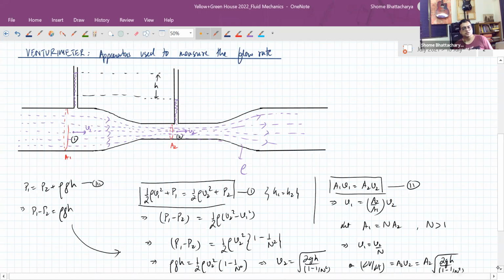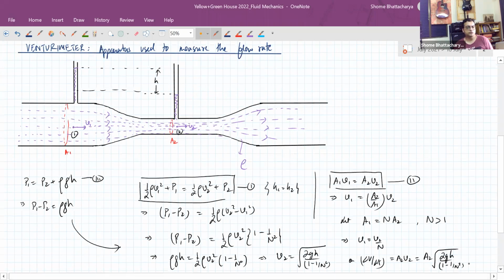So this is the working principle of this kind of device, which is called a Venturi meter. It works on the principle of application of Bernoulli's equation and also vertical pressure gradient. So just make a note of this.